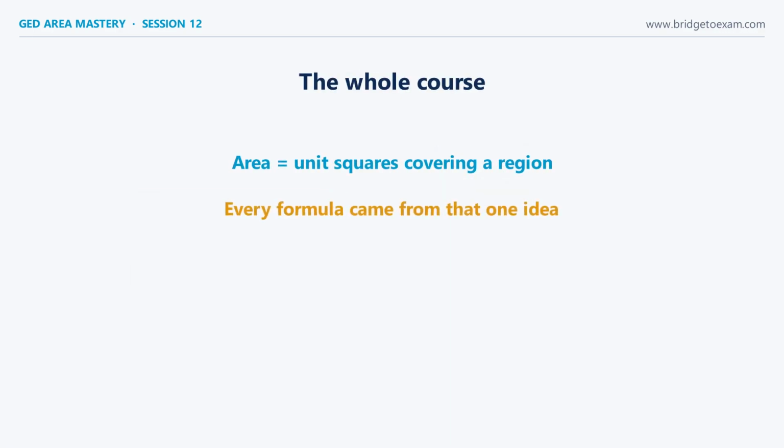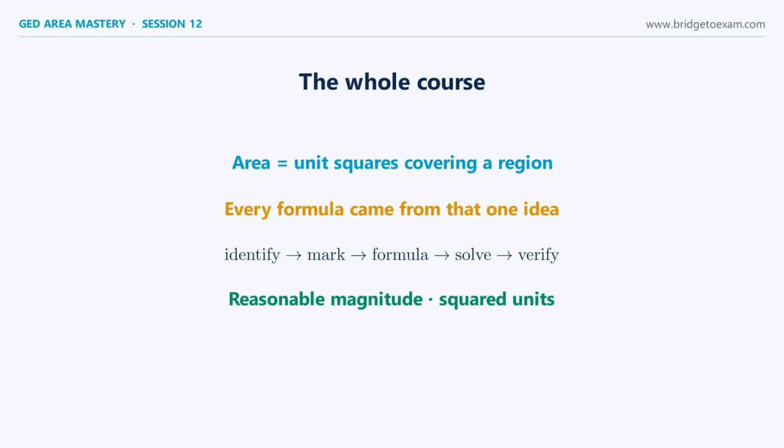Let's recap the whole course. Area is unit squares covering a region, and every formula came from that idea. Identify the shape, mark the dimensions, write the formula, substitute with units, calculate, and check the answer is reasonable and squared. That routine is the entire subject.